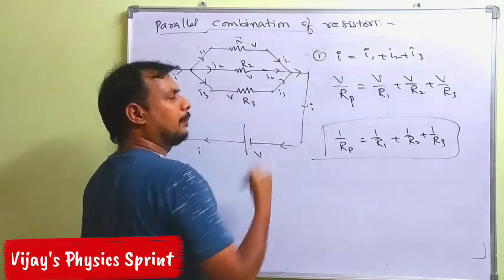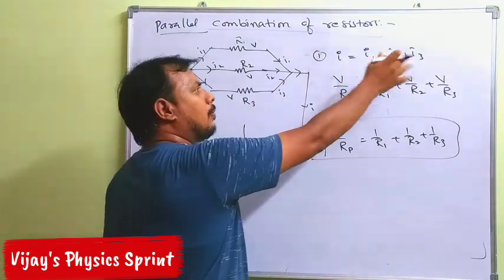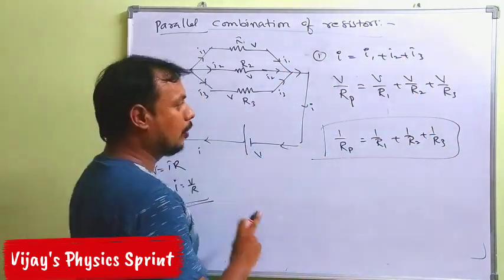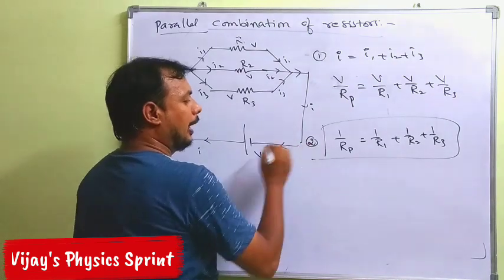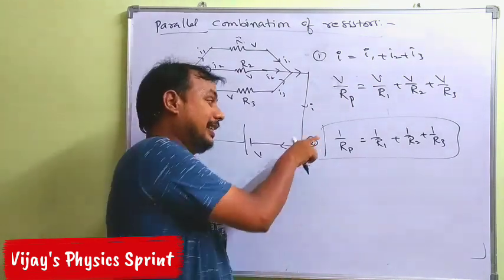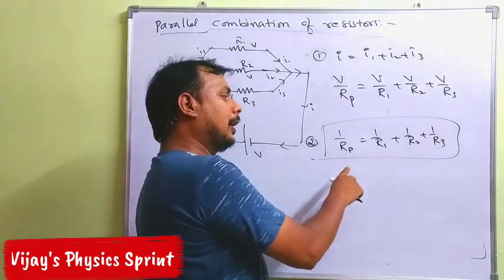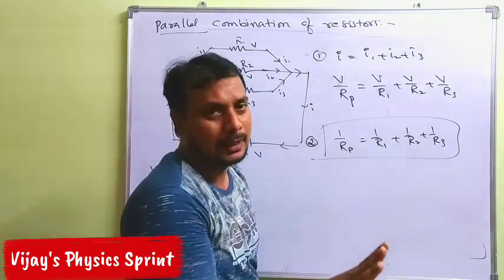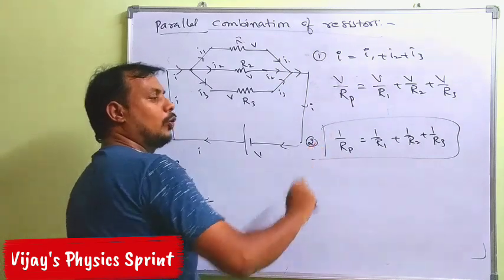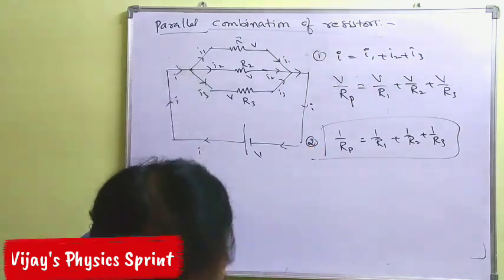The first point: total current is equal to the sum of individual currents in parallel combination. Second point: the effective resistance. Here we get the reciprocal of effective resistance. After calculating, take the reciprocal, and we get the resultant value. 1 by Rp equal to 1 by R1 plus 1 by R2 plus 1 by R3.